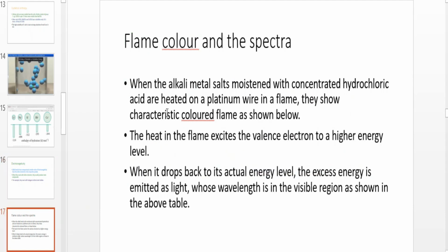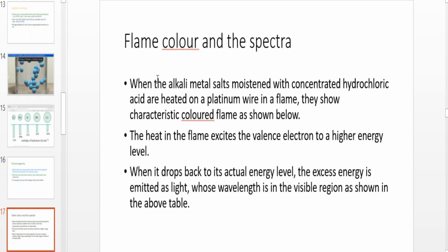Next, flame color and spectra. So it is a characteristic test. Flame test is a characteristic test to identify the cation which is found in the salt.